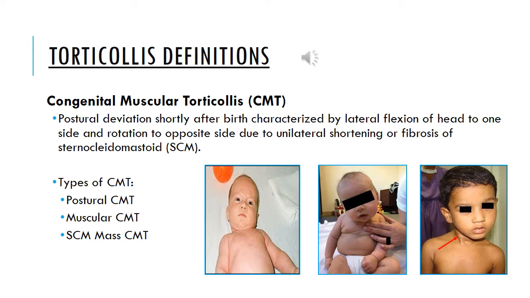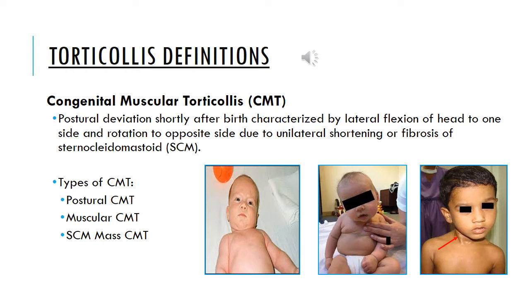By definition, CMT is a unilateral shortening or fibrosis of the sternocleidomastoid muscle group. As such, torticollis will present as a postural deviation from midline consistent with lateral flexion to the side of the involved SCM muscle group. Oftentimes, it's also combined with rotation away from that side. For example, if a child has a left-sided torticollis, you could expect that child to be laterally flexed to the left and rotated towards the right.